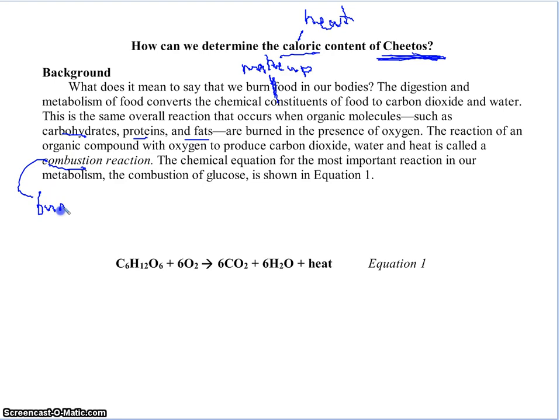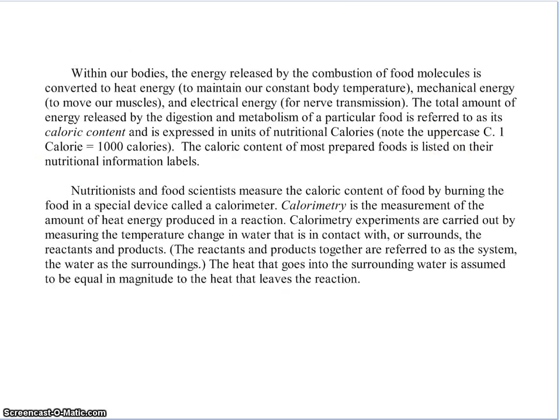So combustion, burning. The chemical equation for the most important reaction in our metabolism, the combustion of glucose, is shown in equation 1. So here, this is glucose, and it says the reaction with oxygen, there's carbon dioxide, there's water, and look, heat is a product, so this is exothermic. Within our bodies, the energy released by the combustion of food molecules is converted to heat energy to maintain our constant body temperature, mechanical energy to move our muscles, and electrical energy for nerve transmission.